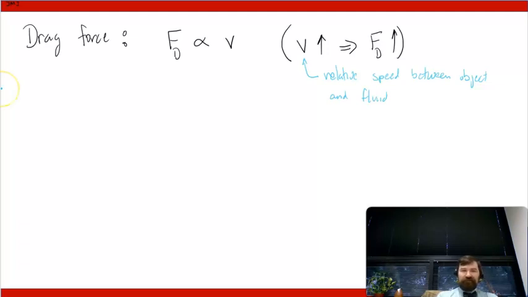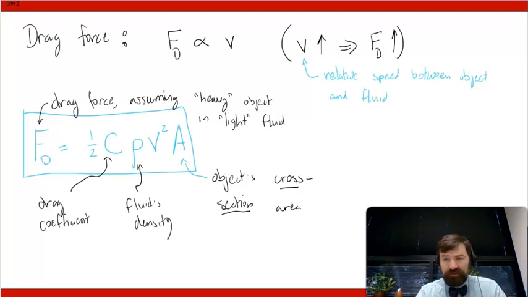And as it turns out, for air and the like, your drag force F_d is usually given by half of some coefficient C times rho times v squared times cross-section area A. Again, this is assuming a relatively dense or heavy object in a relatively light or low density fluid such as a gas. So this C term is what's called the drag coefficient. It's in some sense a measure of how aerodynamic the object is. This A term is what's called the object's cross-section area.